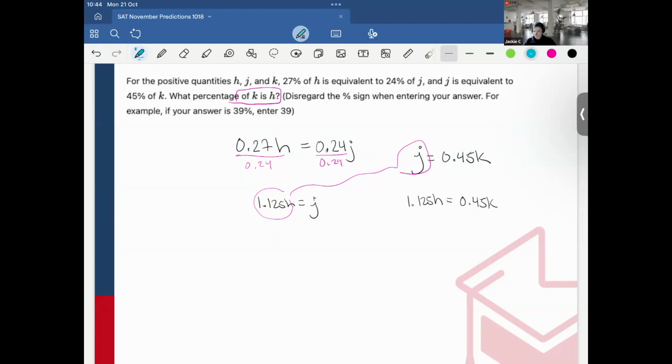And then divide each side by 1.125. And then I get 0.45 divided by 1.125, h is equal to 0.4k. So what percentage of k is h? It would be 40%. H is 40% of k. And therefore, answer 40. Oh my goodness, amazing.